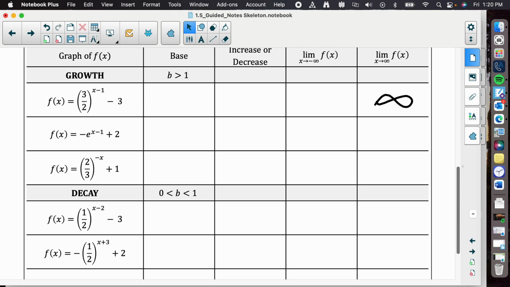If I plug negative infinity in, so this is basically what you do when you have a limit with a regular number. It's just for infinity, it's not like an actual number, you just have to figure out the idea of what it should be. So 3/2 to the negative infinity minus 1 minus 3. Minus 1 again won't affect negative infinity, so I just ignore it. 3/2 to the negative infinity.